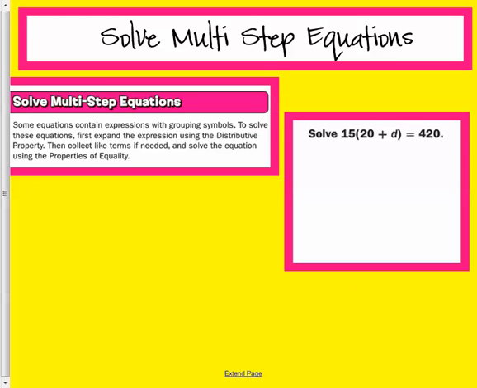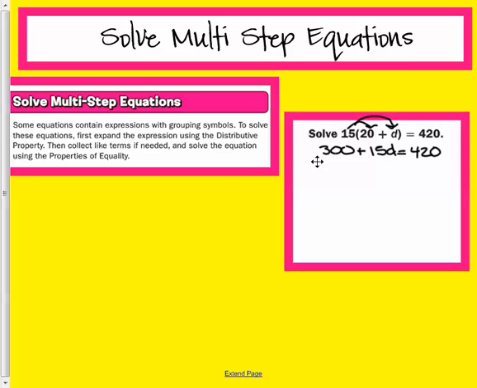Today we're talking about solving multi-step equations. In this problem, we need to use the distributive property to help us solve for d. So I'm going to distribute the 15 to the 20 and to the d because, of course, 20 plus d can't be combined. So 15 times 20 is 300. Then I'm going to add to that 15 times d, which is 15d, and that should equal 420.